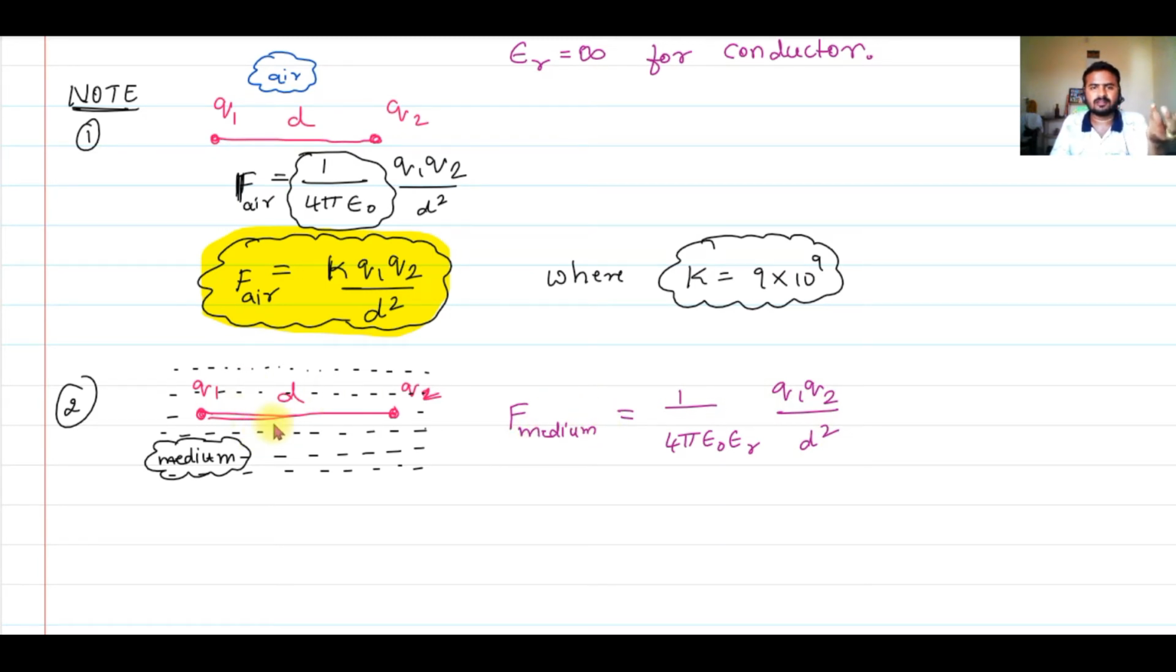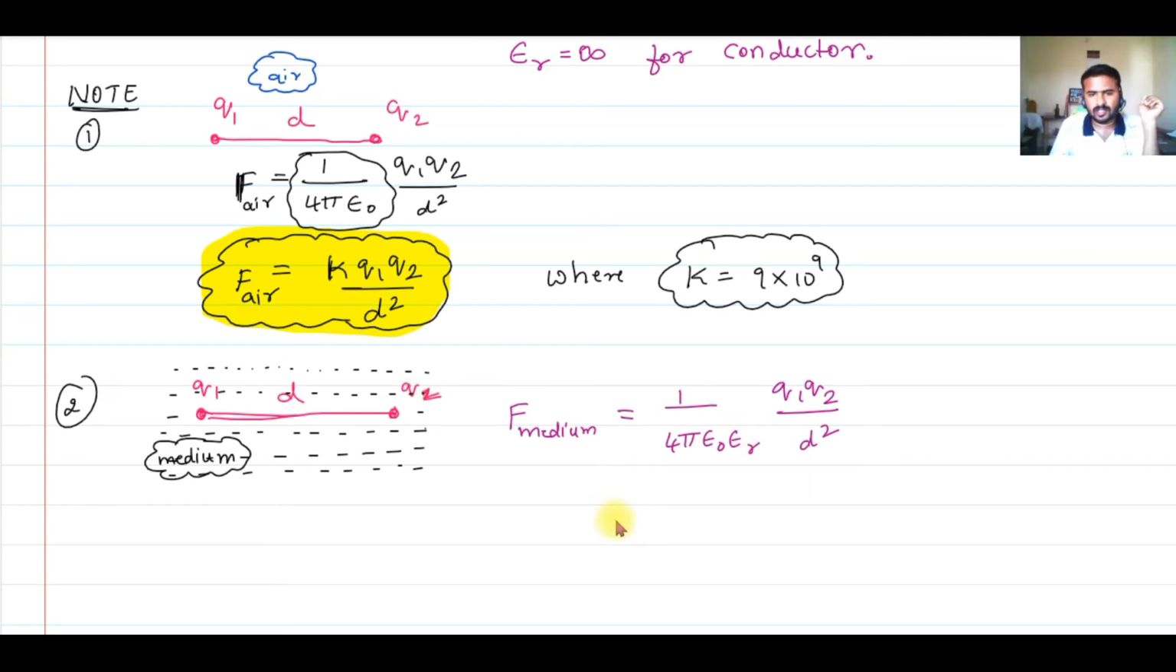Again, is it a repulsive force or attractive force? Depends on the polarity of the charge. If both are positive charges, it will be a repulsive force, or if both are negative charges, it will be a repulsive force. If they are unlike charges, like positive and negative, they will attract. So the direction of the force we can easily find out by looking at the polarity. What we are now writing is the magnitude of force, how much is the force; which direction, we will know by looking at the polarity of the charge.